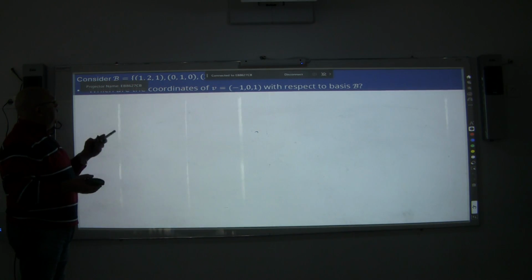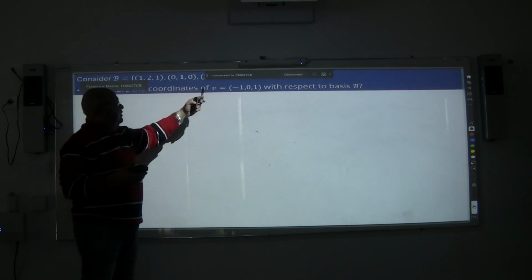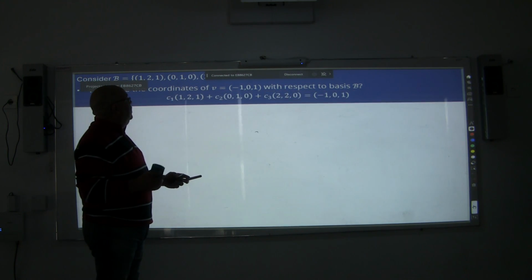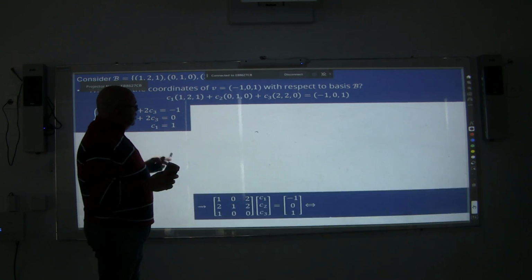Once more, this problem is the contrary. You have the basis, and now you have the vectors. I need to get the coefficients. So all I have to do is multiply by the inverse of this matrix or solve the system. So that's the system of equations.